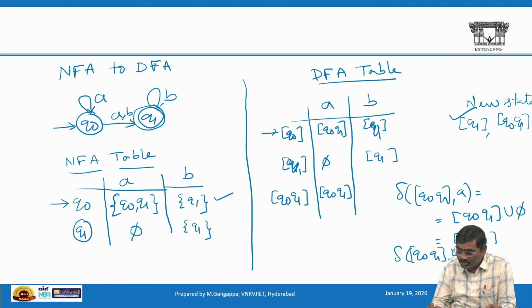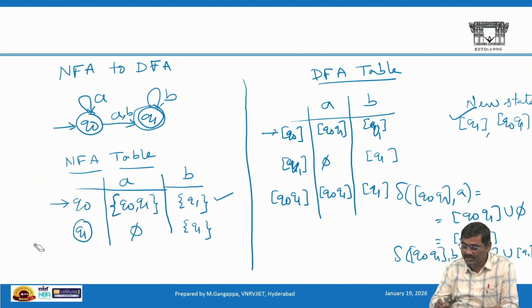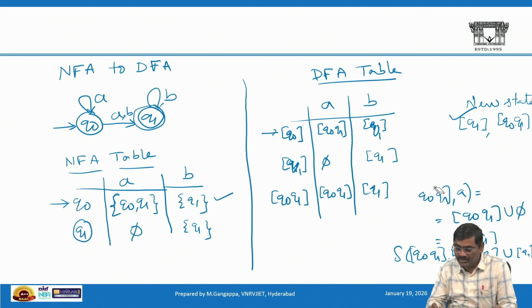Q0 on B goes to Q1, union Q1 on B goes to Q1. So finally we get one next state, that is Q1. Now I'm going to have this. All of you note down this.